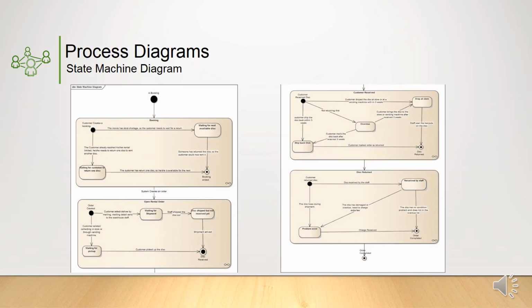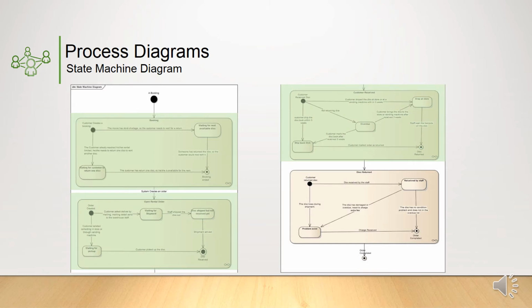The state machine diagram shows the four statuses of an order. It flows from an order to an open rental order, to customer received, and to disk returned.